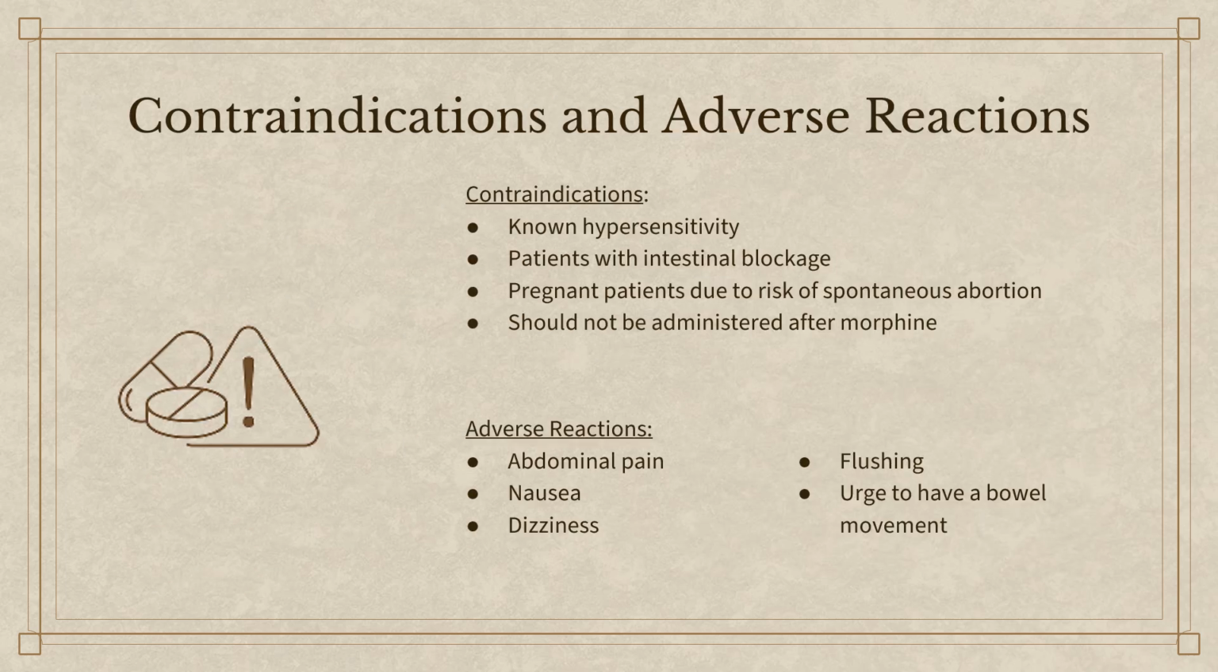Syncolite is contraindicated in patients with known hypersensitivity or patients with intestinal obstruction. It's also contraindicated in pregnant patients because of the risk of spontaneous abortion. Syncolite should not be administered after morphine, as morphine may counteract the effects of the Syncolite, resulting in a false positive low gallbladder ejection fraction. Morphine or other opiates should be stopped for 3 half-lives.